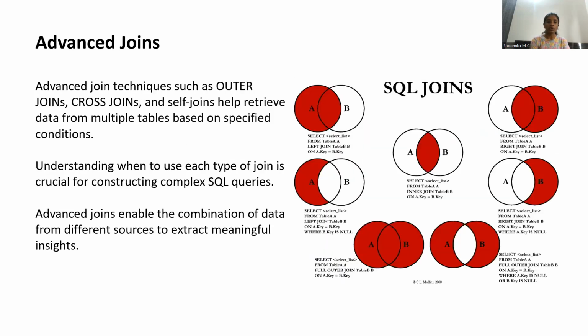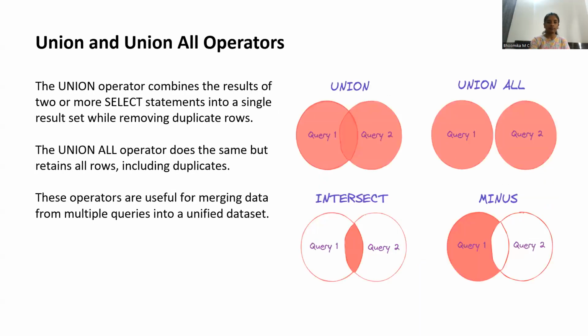Advanced joins. Advanced join techniques such as outer joins, cross joins, and self joins help retrieve data from multiple tables based on specified conditions. Understanding when to use each type of join is crucial for constructing complex SQL queries. Advanced joins enable the combination of data from different sources to extract meaningful insights.